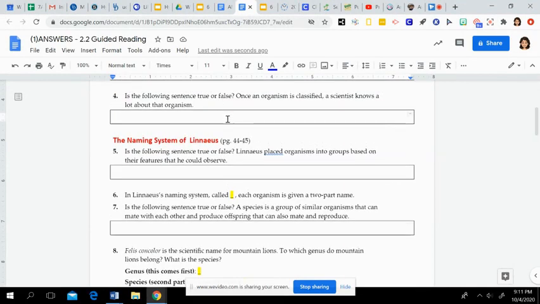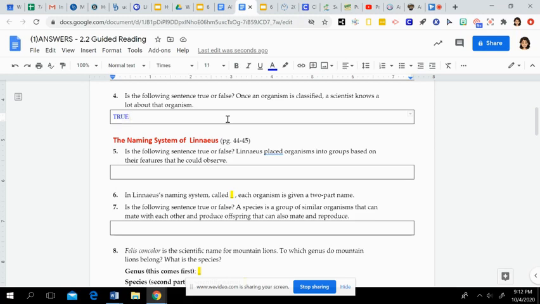Question 4 then is a true and false question. Once an organism is classified, a scientist knows a lot about an organism. Again, if you read through the text, this is true. Because we classify organisms based on their similarities, once they are classified, we are able to learn more about them, and we know more characteristics about them because it's easier to group them together instead of trying to pull all different types of animals and information.